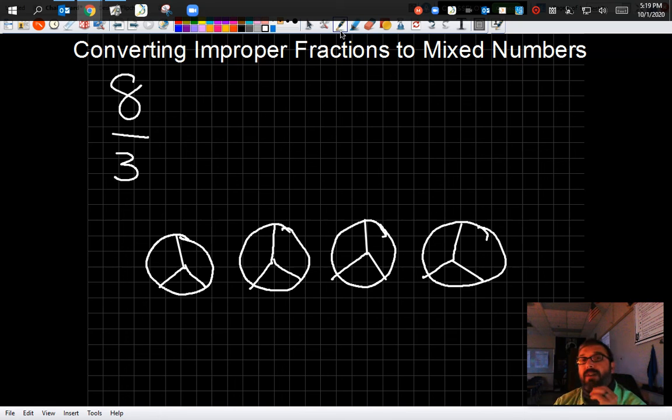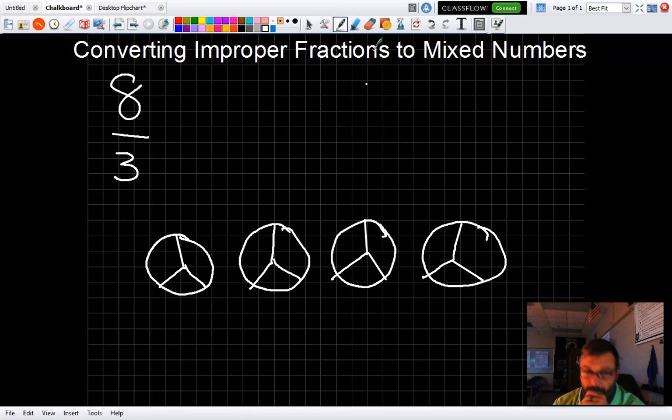Today we're going to be talking about converting improper fractions to mixed numbers. Now, an improper fraction, as we discussed earlier, is when there is a bigger number in the numerator on top than there is in the denominator, the number on the bottom. So in this case, we have 8/3. That is a larger number in the numerator than on the denominator, and therefore this is an improper fraction.